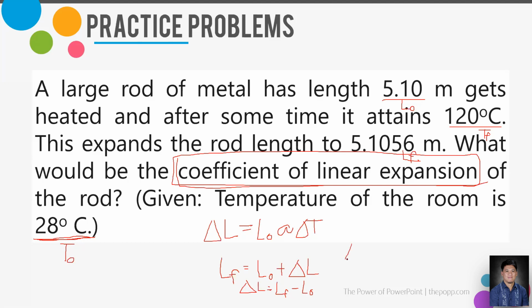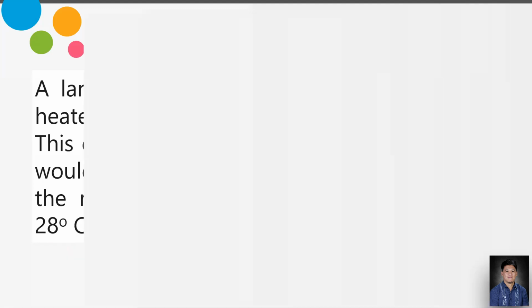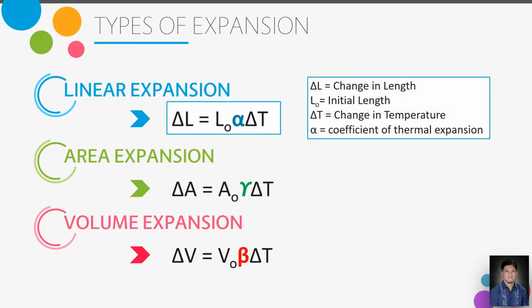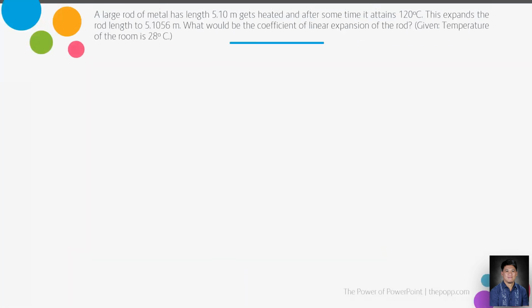And that is equal to 5.1056 subtracted by 5.10, that is equal to 0.0056 meters. So ito yung ating change in length. So now, with this given, pwede na nating ma-solve si coefficient of linear expansion. Okay, solve natin si coefficient.